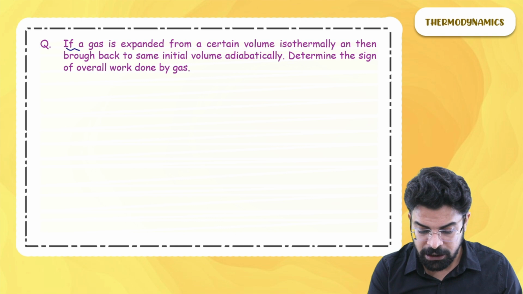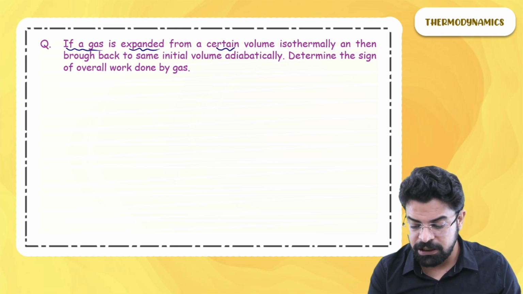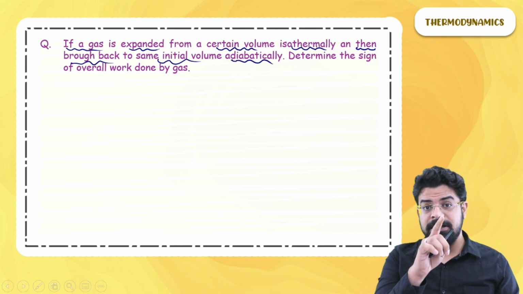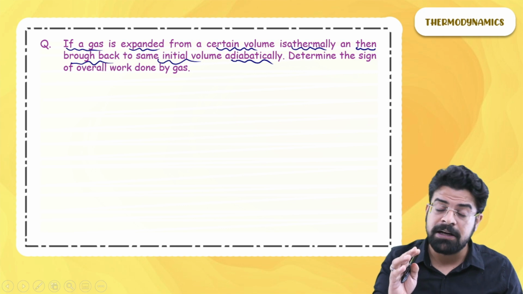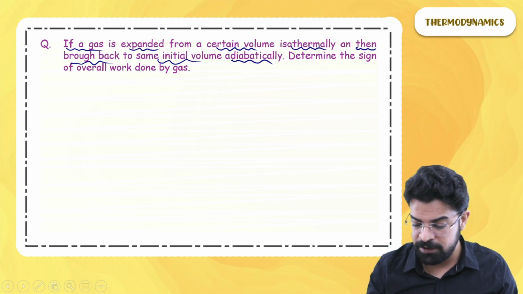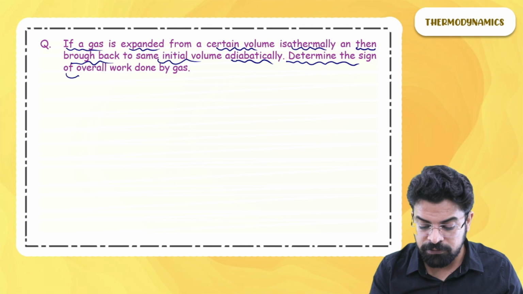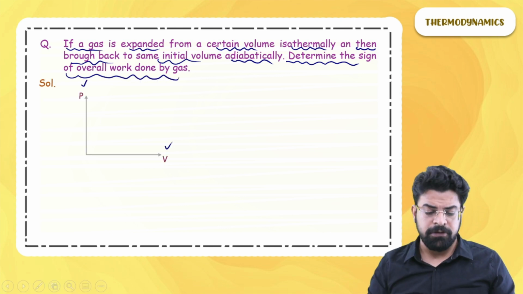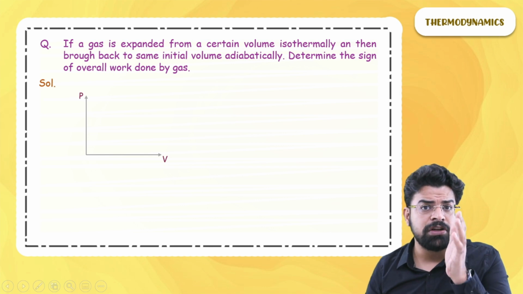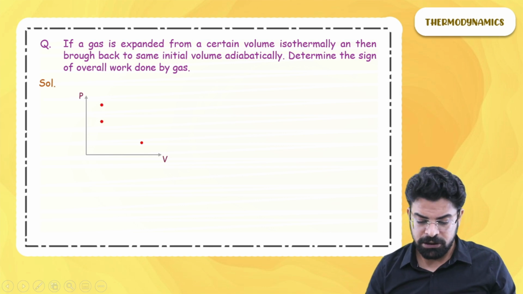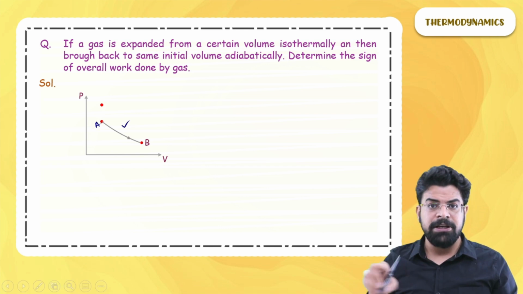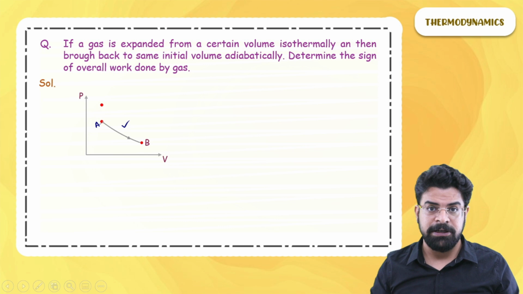A question: if a gas is expanded from certain volume isothermally and then brought back to the same initial volume adiabatically, so expanded isothermally and then compressed back to the same initial volume adiabatically, determine the sign of the overall work done by the gas. Let's say we have this PV curve. If we visualize the isothermal expansion of gas first, let's say the gas goes from a state A to a state B, and this is isothermal expansion.